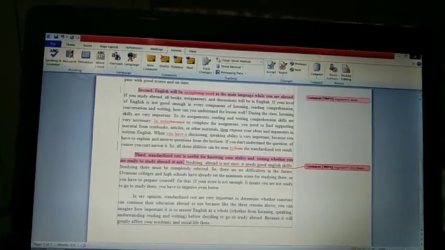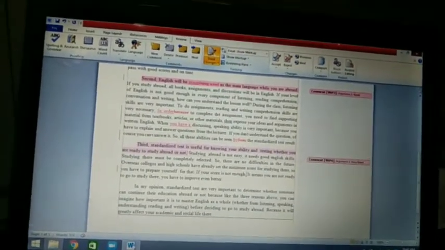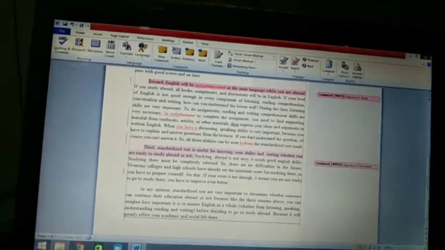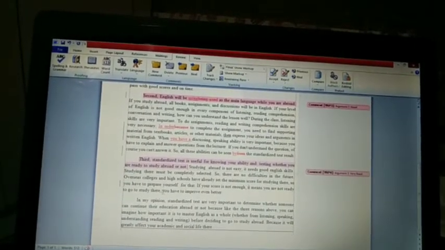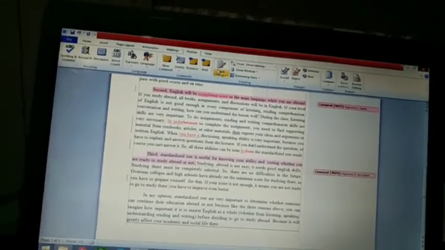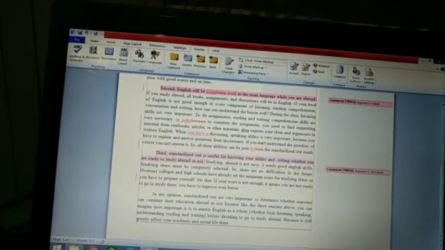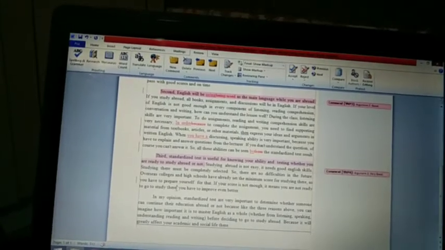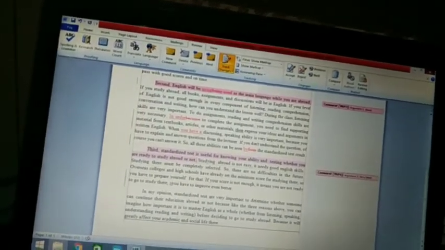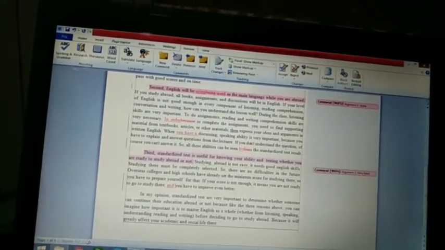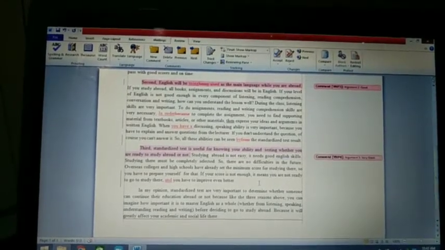Okay. If your score is not enough, we need a comma again. If your score is not enough, it means you are not ready to go to study there. And we need a conjunction, and. If your score is not enough, it means you are not ready to go to study there, and you have to improve even better.